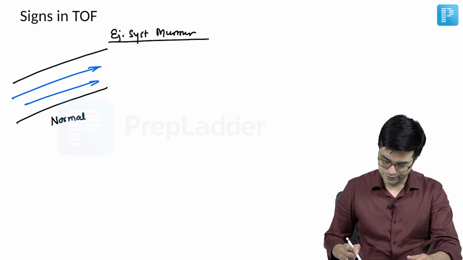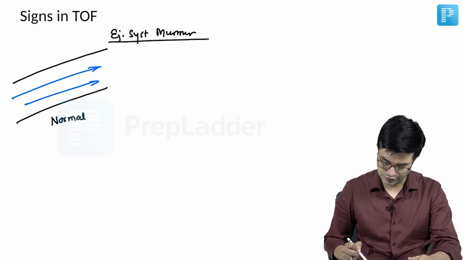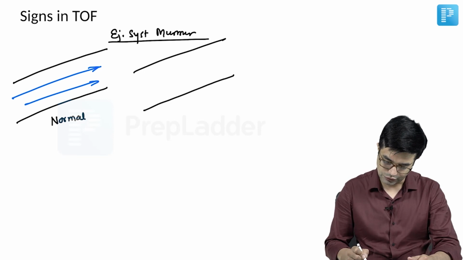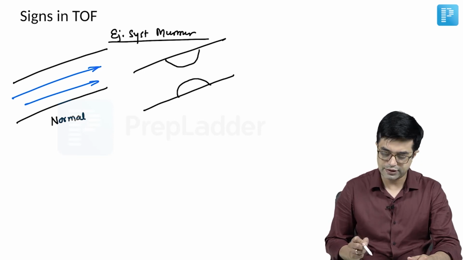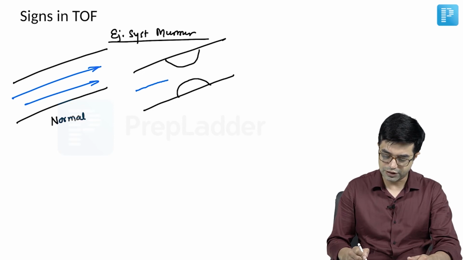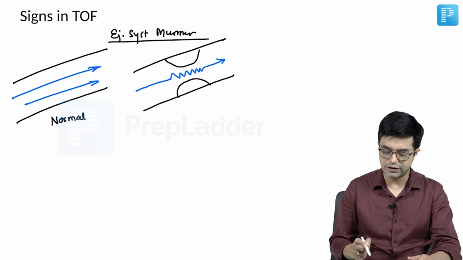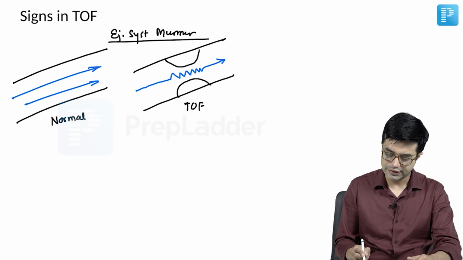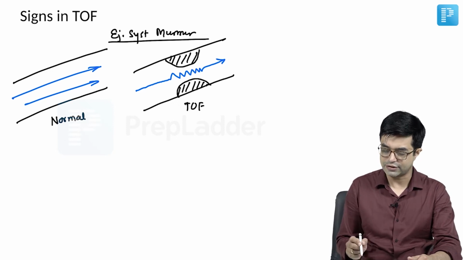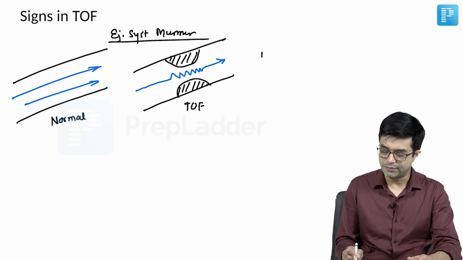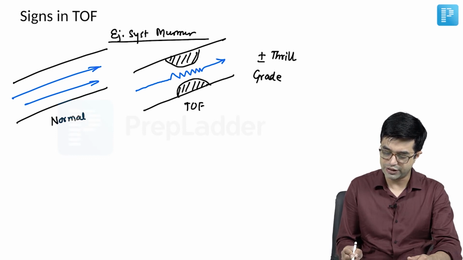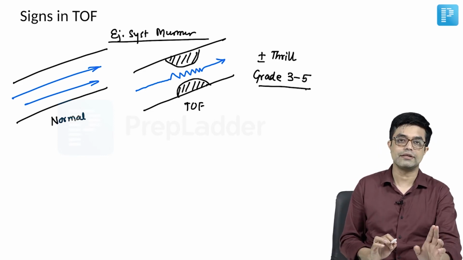In tetralogy of Fallot, you will have this thing happening. So, this is your narrowing which is happening. You will have narrowing like this, right? Because of the narrowing, whenever blood moves, it moves with turbulence, and because of this infundibular stenosis which I have shown here, the hypertrophied muscle, it will produce an ejection systolic murmur. Ejection systolic murmur may or may not be associated with thrill, and the grade of this murmur is usually 3 to 5. So, it is a systolic murmur, grade 3 to 5, that is heard.